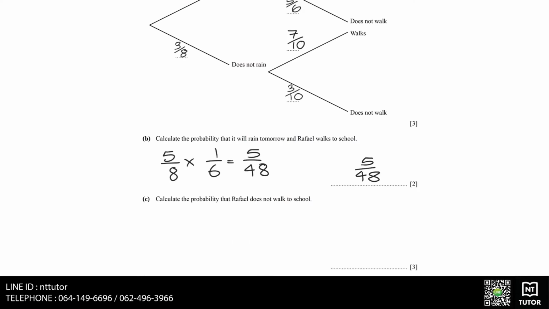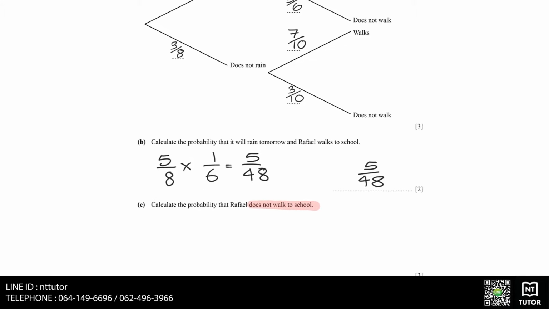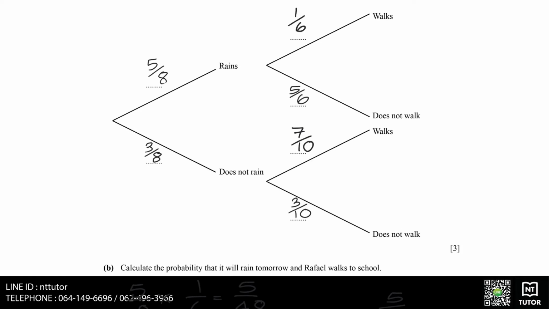C. Calculate the probability that Raphael does not walk to school. Since we only care about when Raphael does not walk to school, it doesn't matter whether it rains or not. This means that we have 2 options for Raphael not walking to school. So we have 2 pathways that end up with Raphael not walking to school.